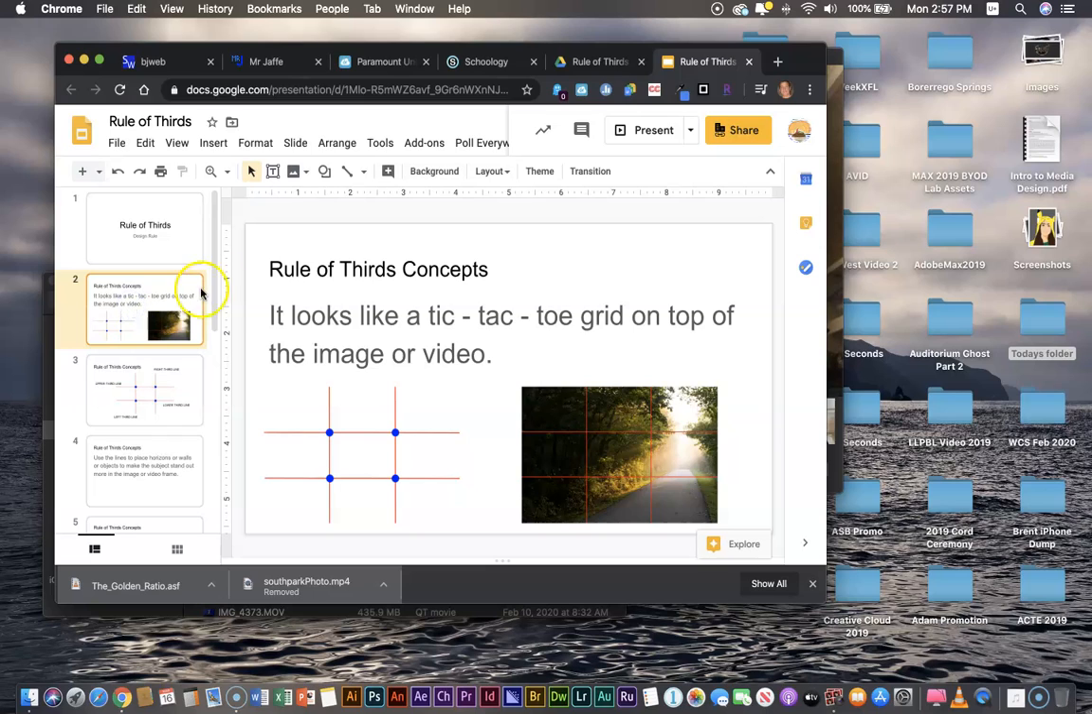Just to get started though, it looks like a tic-tac-toe grid on top of an image or video screen. Okay, so it looks like this on top of the picture. So you're placing important things either along these tic-tac-toe lines or where they intersect at the hot spots, okay?